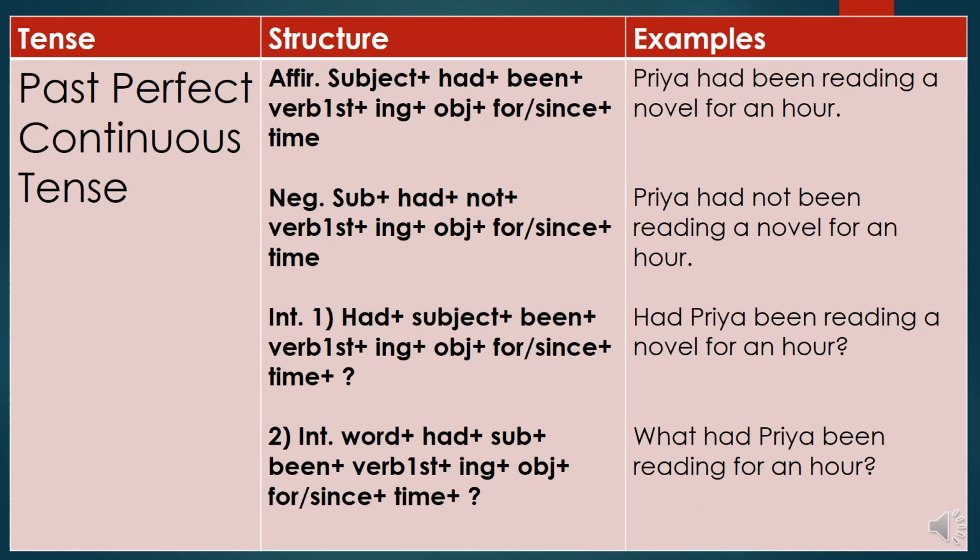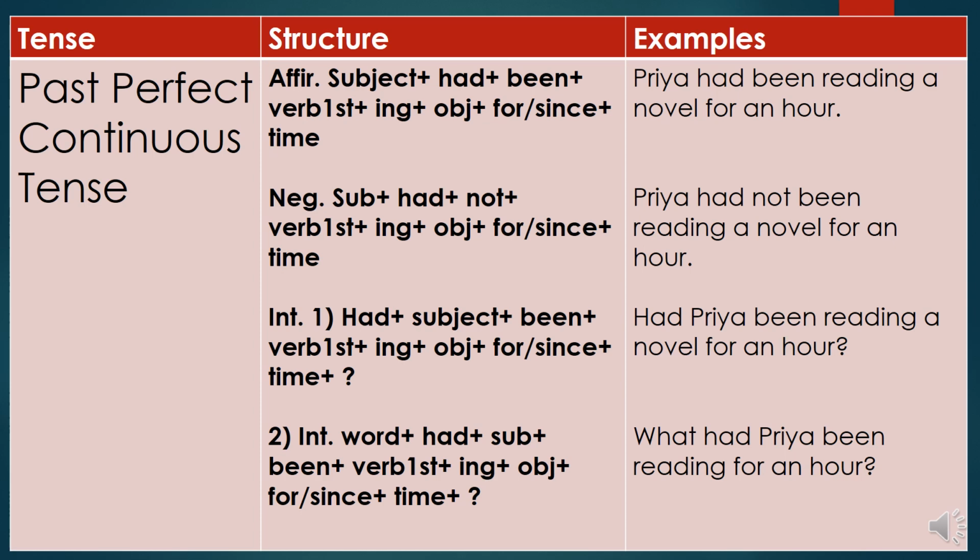Now let's see the last part of our past tense. See, the first affirmative sentence, we will put the subject at the beginning. Subject plus had. Now what is the change here? We will use been. So subject plus had plus been plus what? Plus ing, because it is in continuation. So plus ing plus object plus for plus the time.